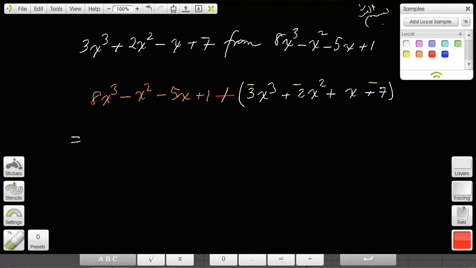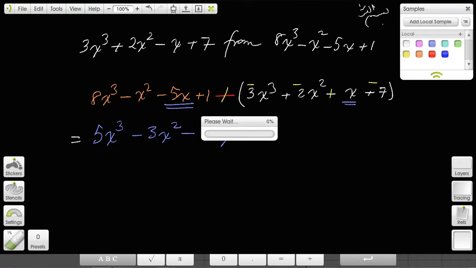Starting with the highest degree, 8x cubed plus negative 3x cubed, that's going to be 5x cubed. I'm just looking at these two: 8 minus 3 is 5x cubed. Then you have negative x squared minus 2x squared, that's minus 3x squared. Those are like terms, so you can add them. Then you have this term and this term, that's minus 4x. Then you have the constant terms of 1 and minus 7, that's negative 6. So just be methodical about it and be careful. That's addition and subtraction of polynomials.